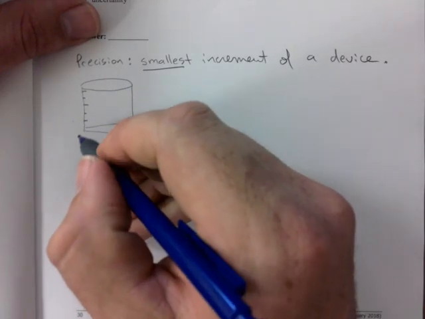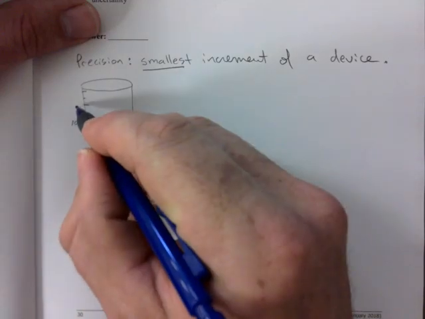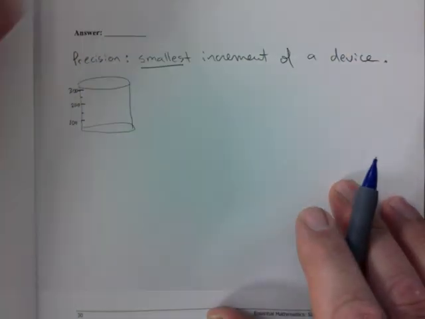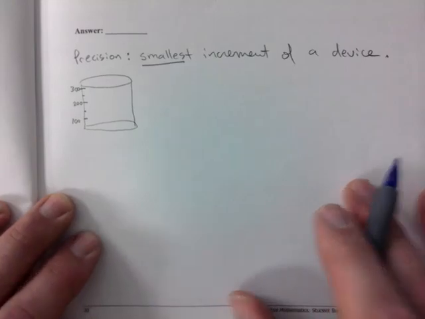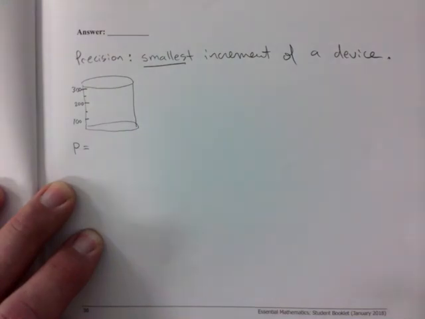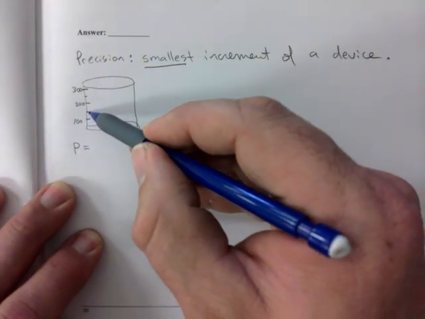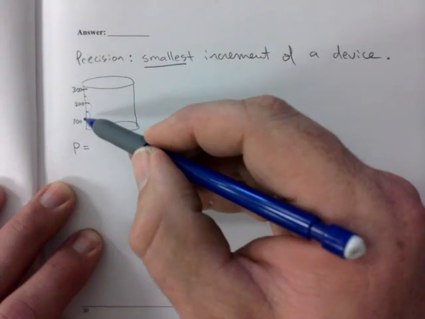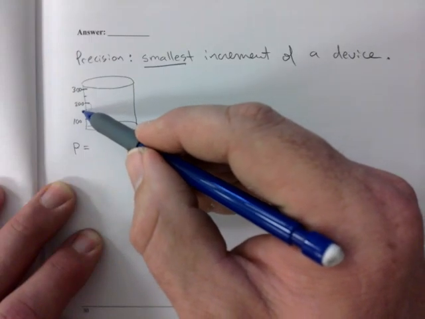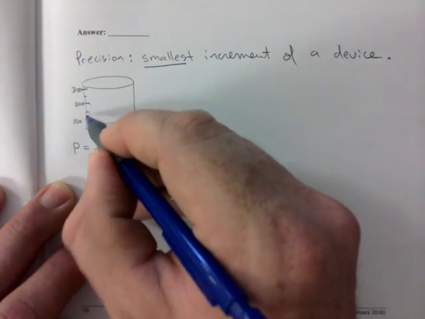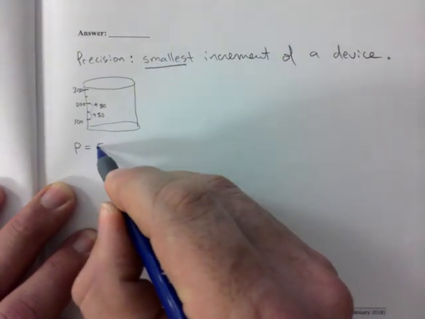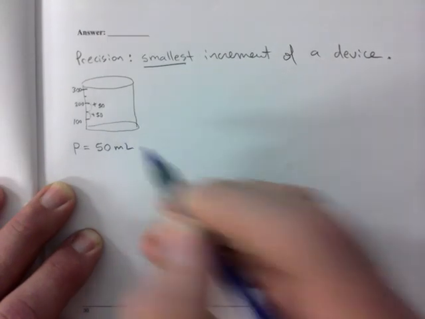If this is 100, and this is 200, and this is 300, what would be the precision of this thing? What's the smallest that you can tell that it's going up by? 50? Does that make sense? 100, 150. So it's going up by 50 every time. So the precision is 50 mLs.